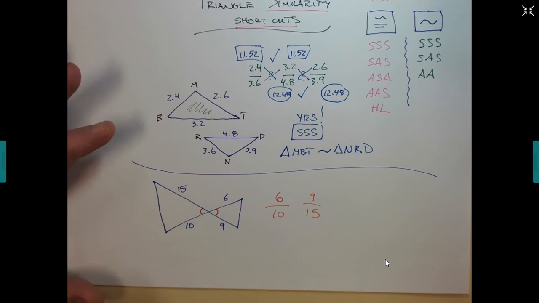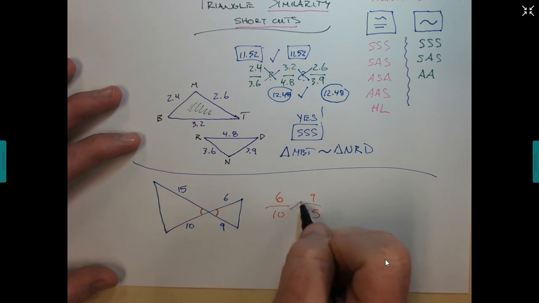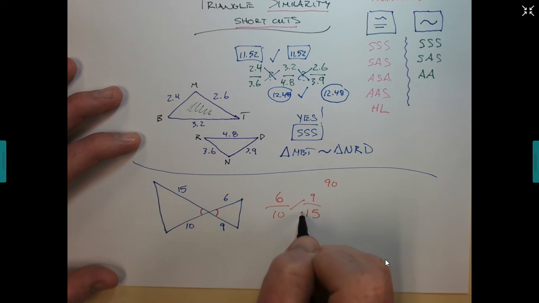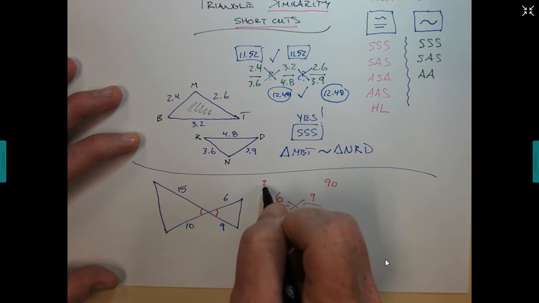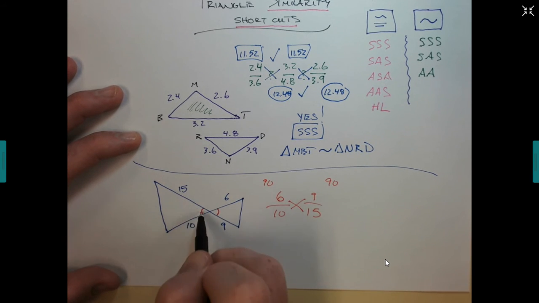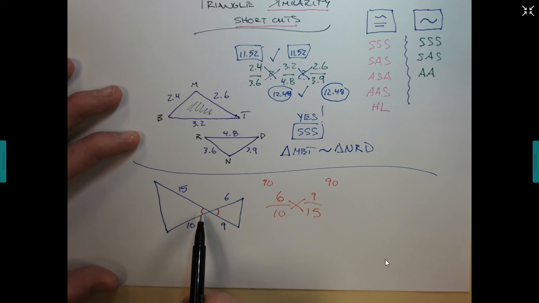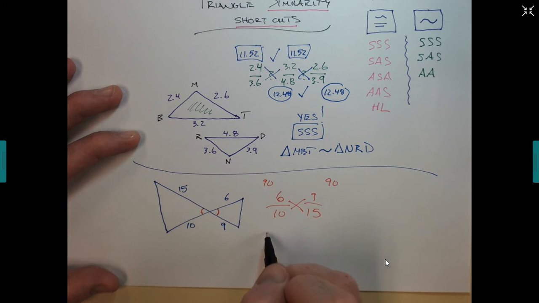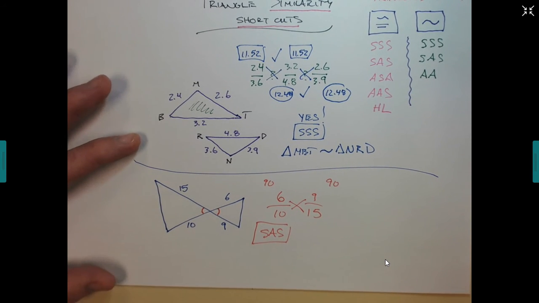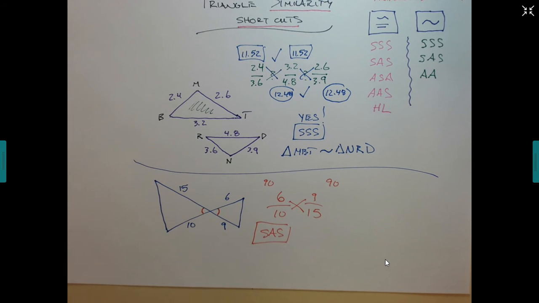I don't know if this is equal yet. I'm going to cross multiply. 9 times 10 is 90. 6 times 15 is 90. So understand I had two sides and the included angle. The angle has to be in between the sides. This would be an example of side angle side. Okay. And so we've investigated those first two options.